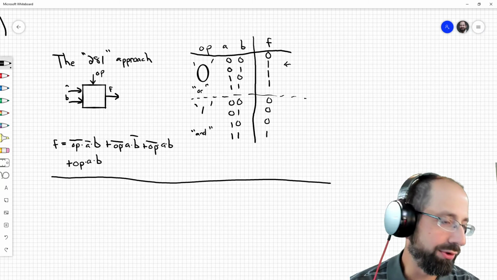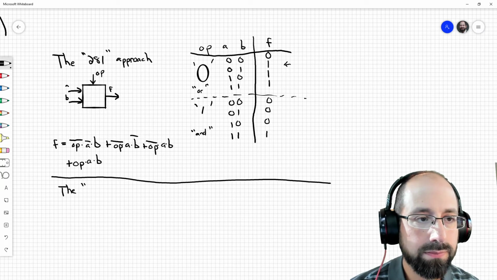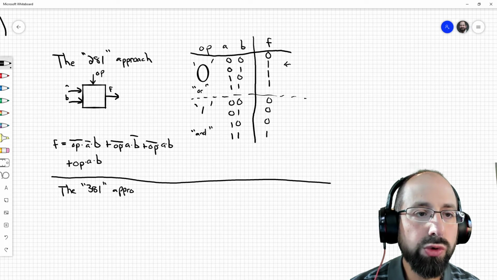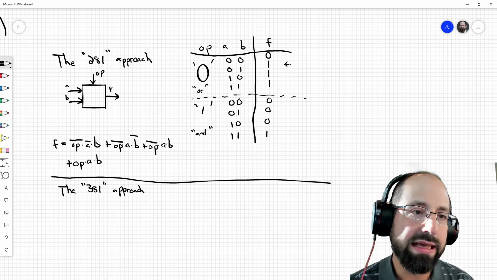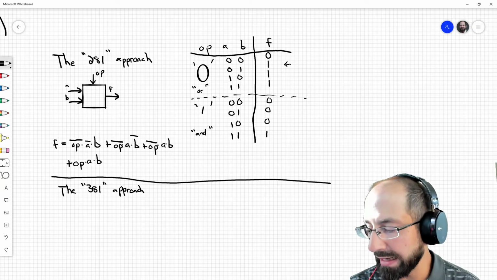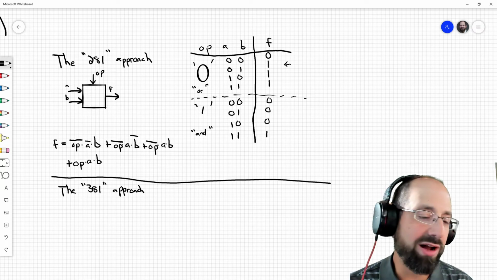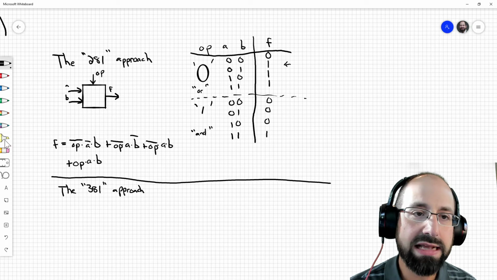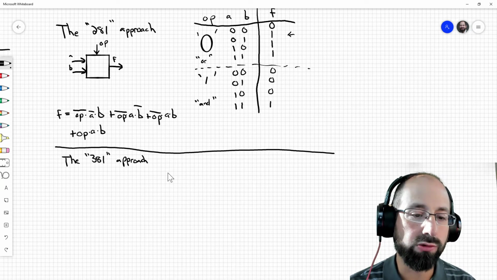The 381 approach, which we're doing a little bit of a hybrid of both ultimately this semester, is in the 381 approach, we're just recognizing that we have different operators and we want to select between them depending on what we want the circuit to do. So it's the same functionality.